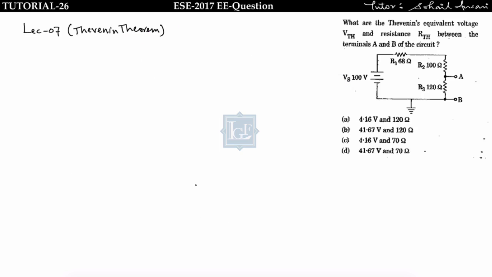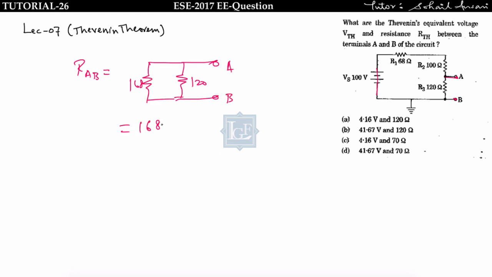Now see this question. What are the Thevenin equivalent voltage VTH and RTH between terminals A, B? In order to find the RTH, how will I find? I will short circuit the voltage source and open circuit the current source. If you short circuit this voltage source, then 68 and 100 will be in series. This will be 168. Then again this 120 and this is AB. So 168 parallel with 120, that is given by 168 multiplied by 120 divided by 168 plus 120. You will get 72 ohm.